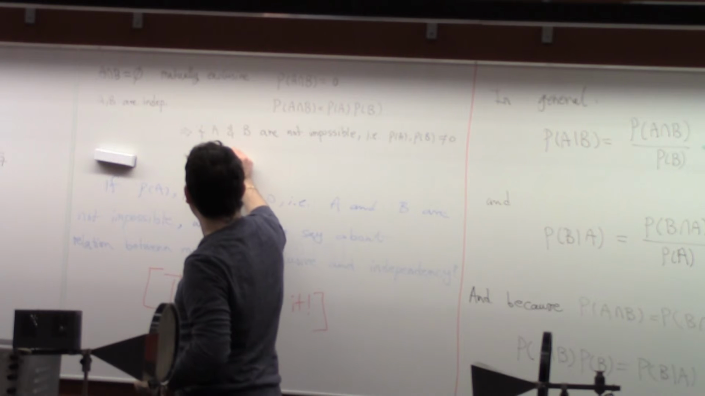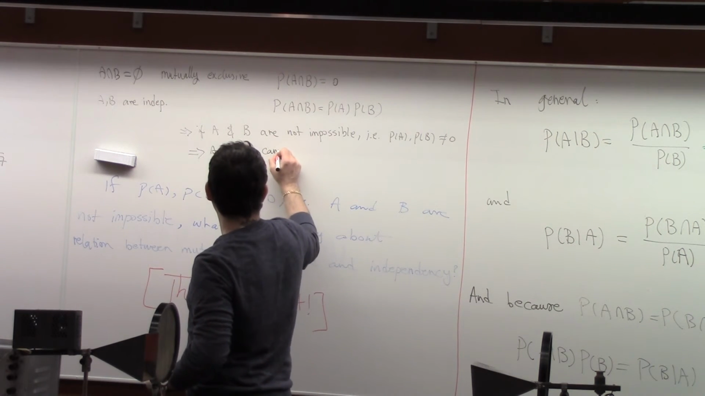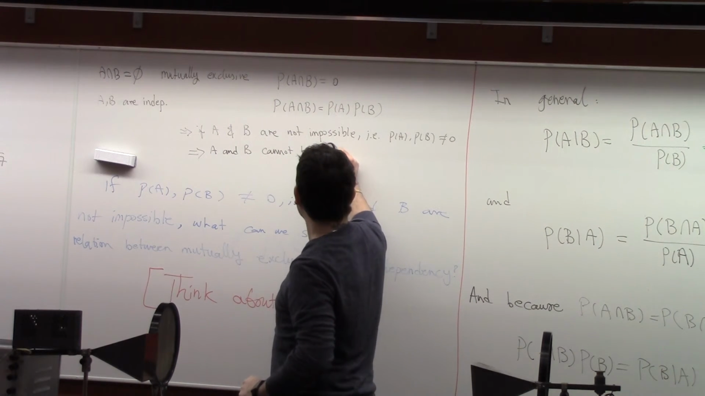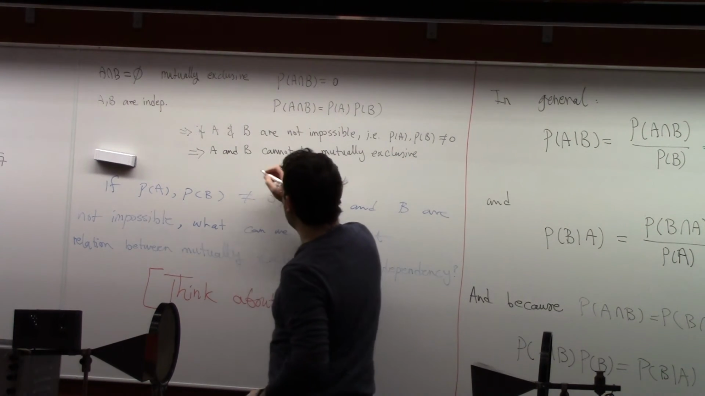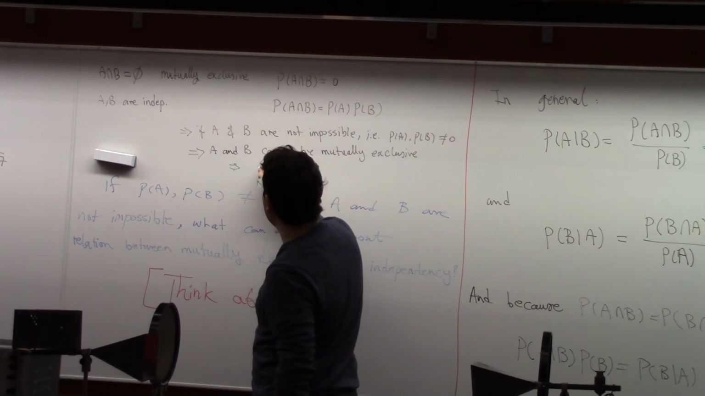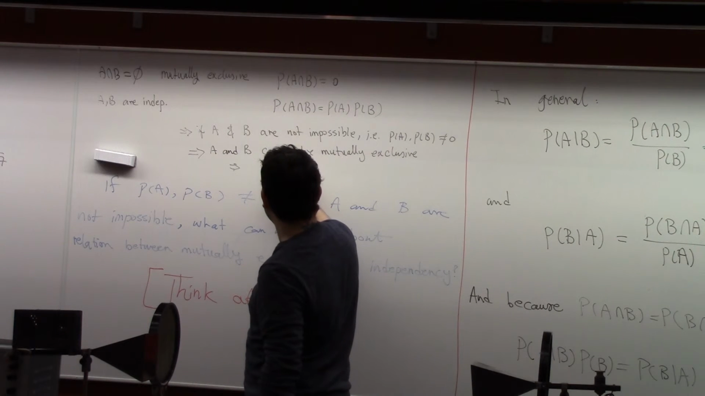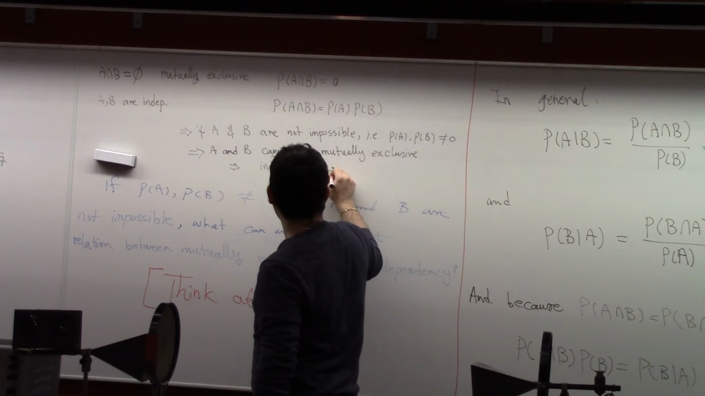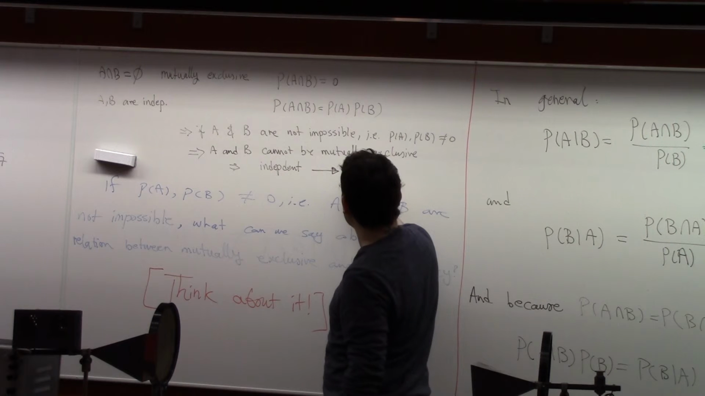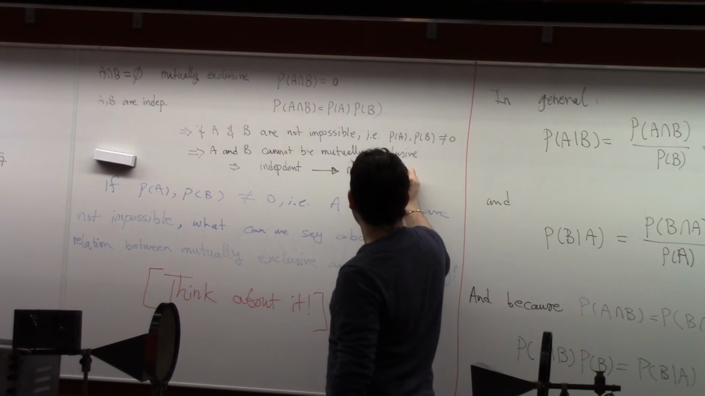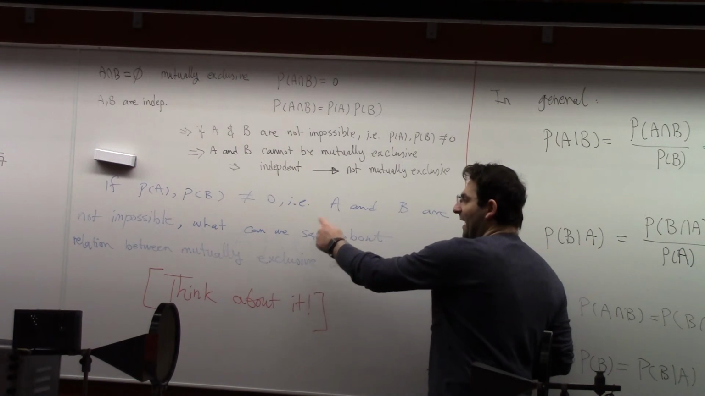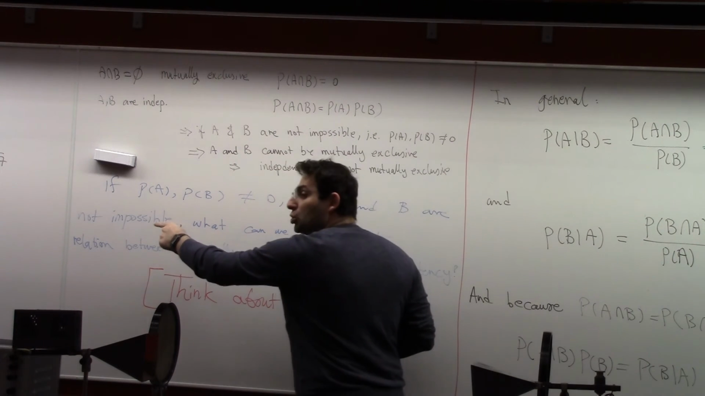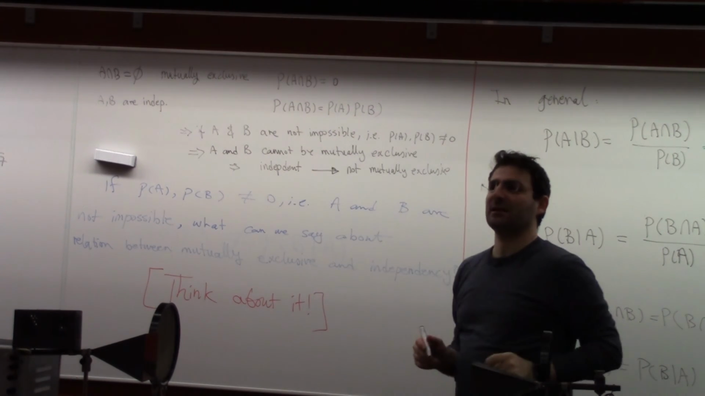Then A and B cannot be mutually exclusive. In other words, I can write that independent means not mutually exclusive. In other words, if A and B are independent and they are not impossible, there is an intersection between A and B.